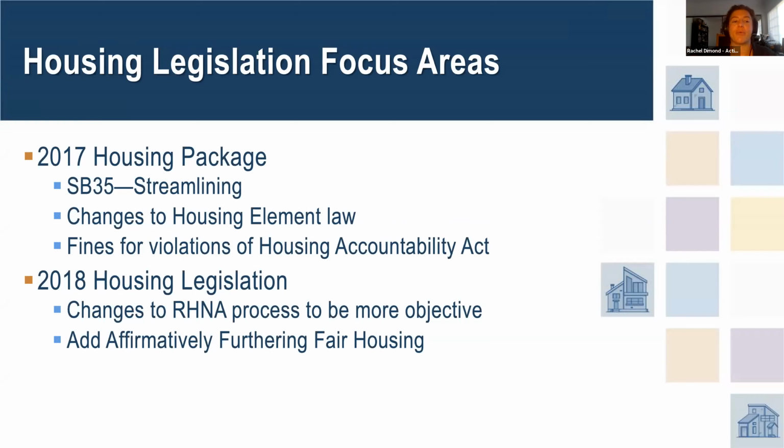In 2018, there was a number of legislation, particularly related to the RHNA process, as we started to gear up for this time where we were going to have a new RHNA process, a new allocation. Basically, there were changes to the process to try to make it more objective. And I think one specific major change for us is adding affirmatively furthering fair housing to the way that the methodology got calculated. So that was something that was included in the way that they evaluated each community to determine their RHNA allocation. Next slide.